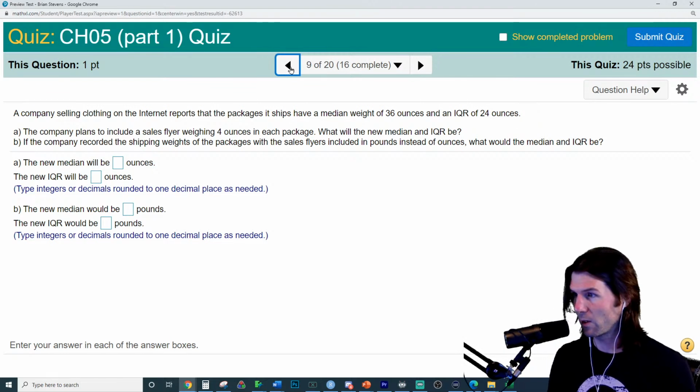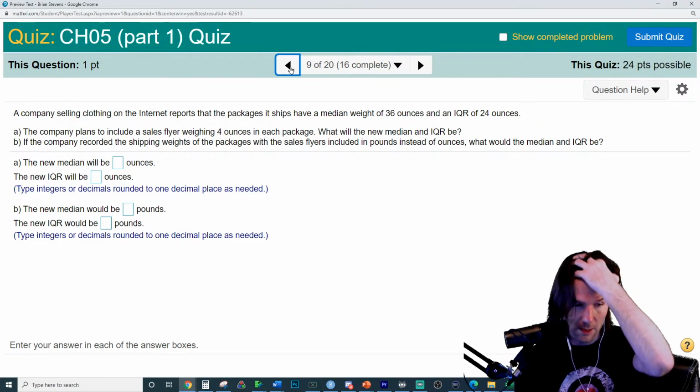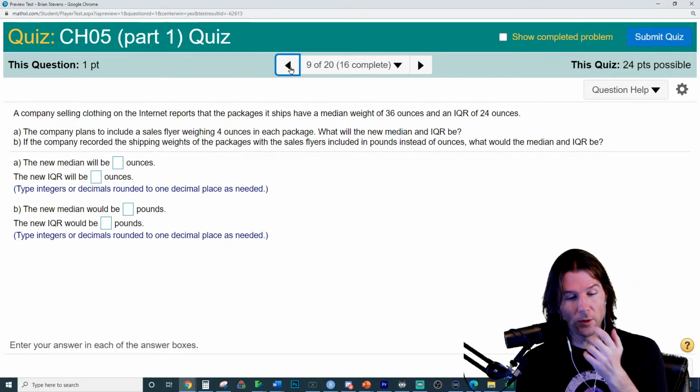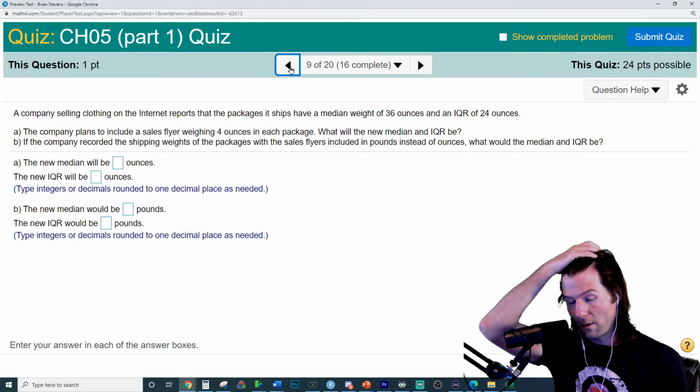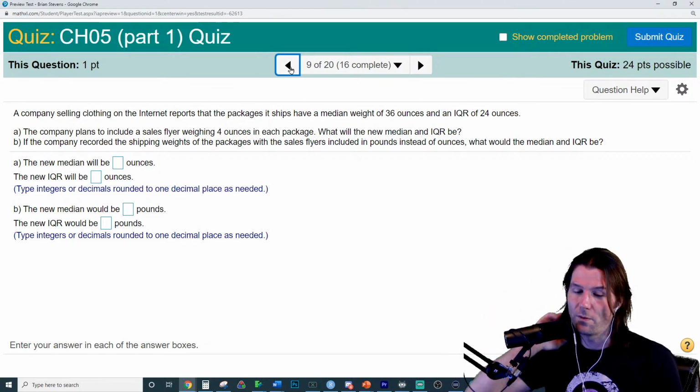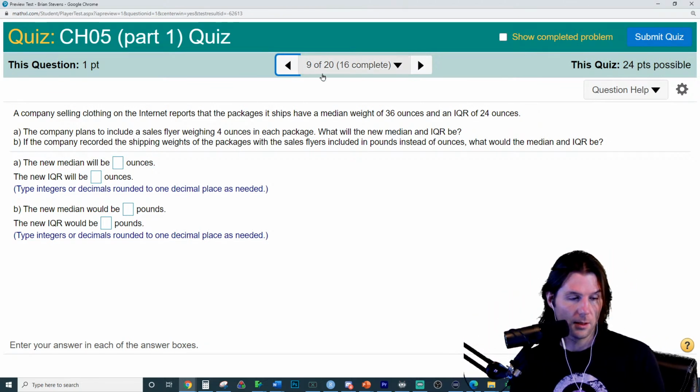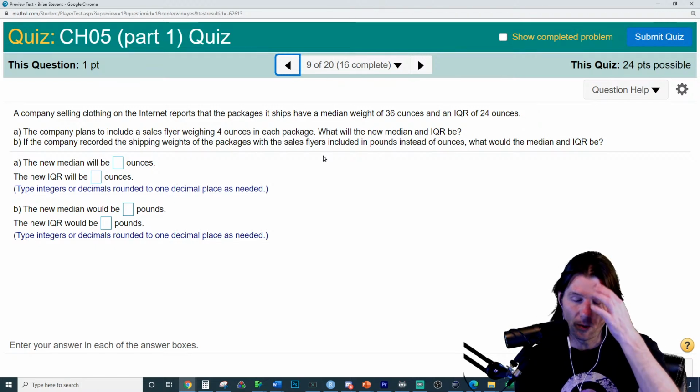Another theoretical question. A company selling clothing on the internet reports that the packages it ships have a median weight of 36 and an IQR of 24. The company plans to include a sales flyer that weighs 4 ounces in each package. What will the new median and IQR be?